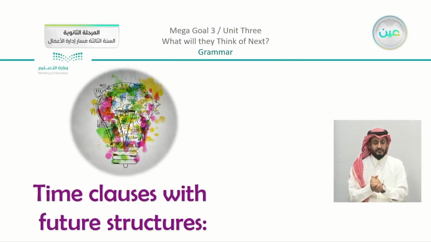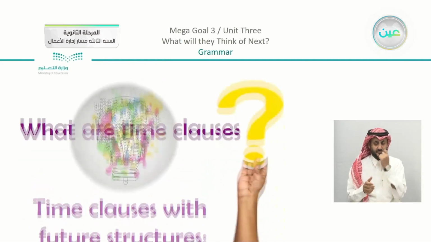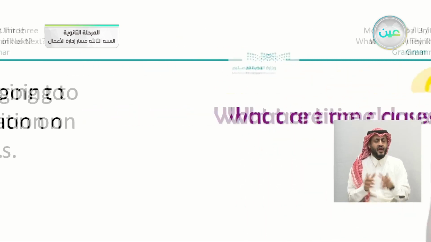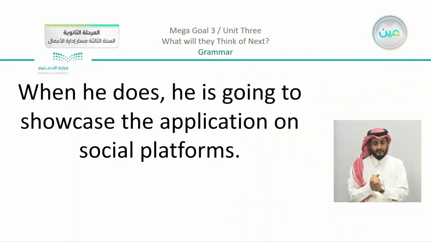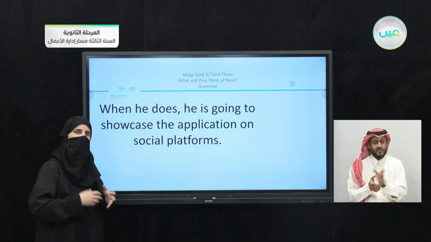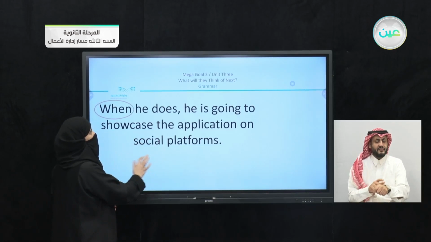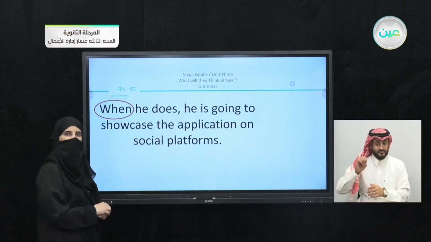Now we're going to discuss time clauses with the future tense. So we have here, what are time clauses? We're going to see the time clauses that we have mentioned here. Like this example here, when he does, he's going to showcase the application on social platforms. What is the word that indicates time? You can see that the word here is going to be, yes, correct. We have here the word when.